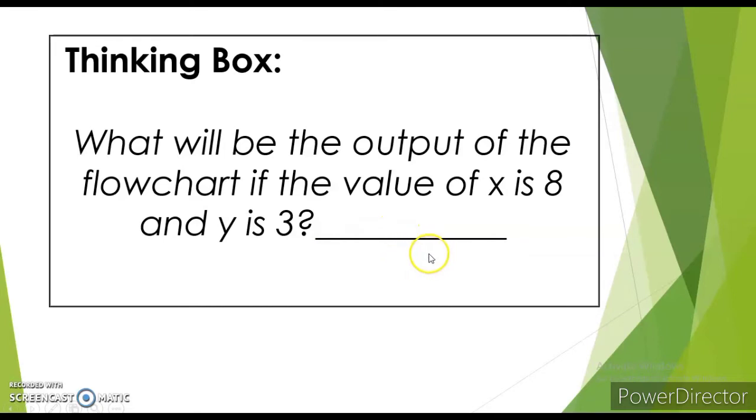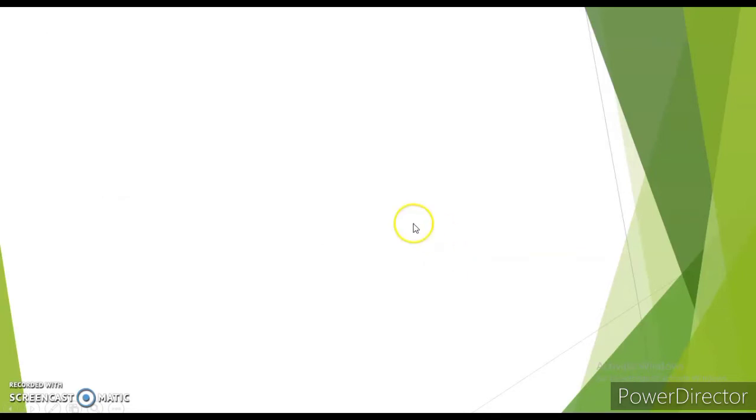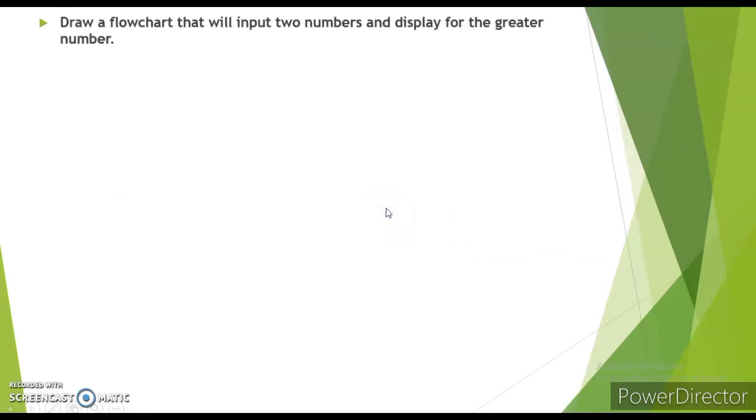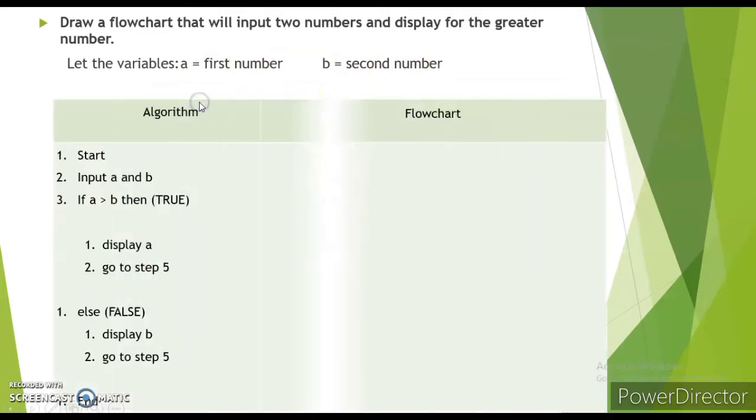Okay. For the third example, let's draw again a flowchart that will input two numbers and display the greater number. Okay. So, ano bang unang gagawin natin? So, let's define first the variables. A is equal to first number, then B is the second number. Okay. So, let's write the algorithm. Let's start. Second is input A and B.